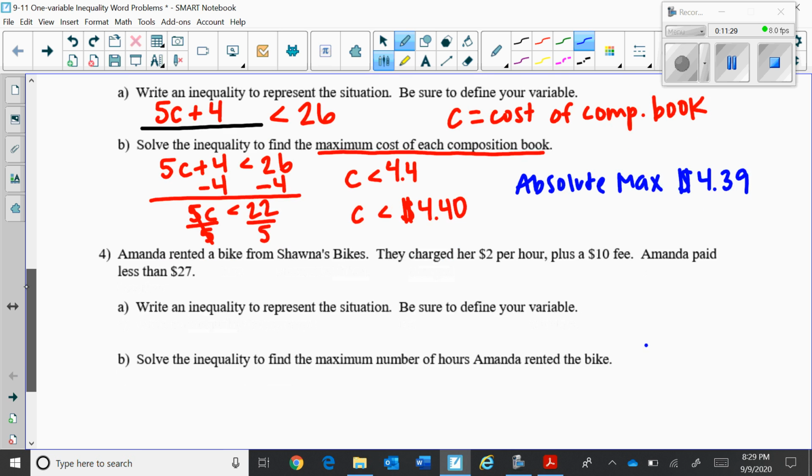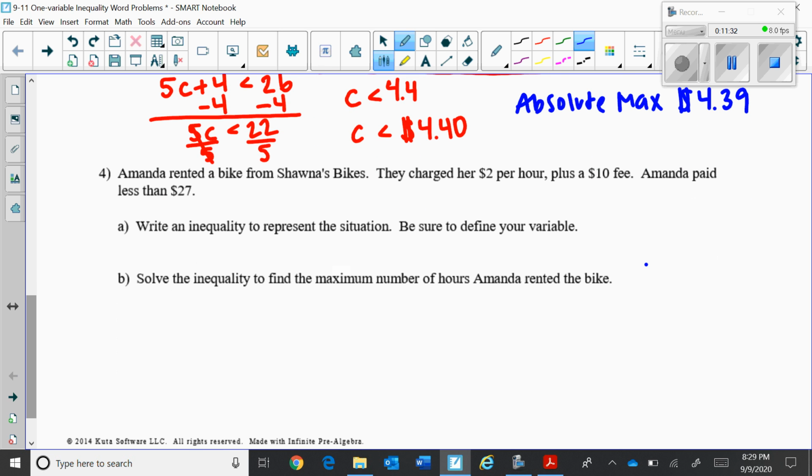Let's do one more together. It says Amanda rented a bike from Shauna's Bikes. They charge her $2 per hour plus a $10 fee. Amanda paid less than $27. So write our inequality. If we skip down to B, get a hint, we're finding the maximum number of hours. So that could be our variable. H would be our number of hours.